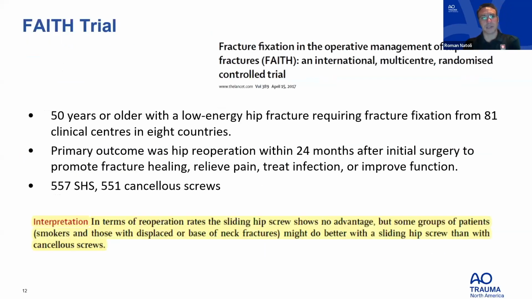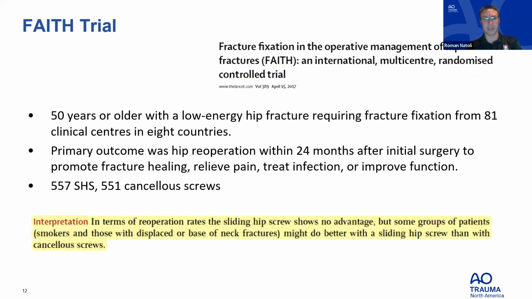Now, one of the studies that we did not do a formal interview about, but came up multiple times, is what's called the FAITH trial. So I wanted to make sure that that was at least acknowledged, and we can talk about it a little bit if we want to. But that was for fracture fixation and the operative management of elderly femoral neck fractures, international, multi-center, randomized again.